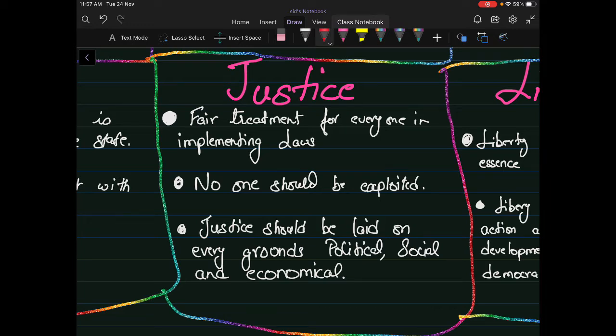So in law, everyone will be treated equally, irrespective of whether you are rich or poor. Our law will treat us equally. What justice also implies is that no one should be exploited, no one should be dominated. And number 3 is justice should be laid on every ground: political, social and economical. So this means that justice should be in every field, whether in political, social or economical life.